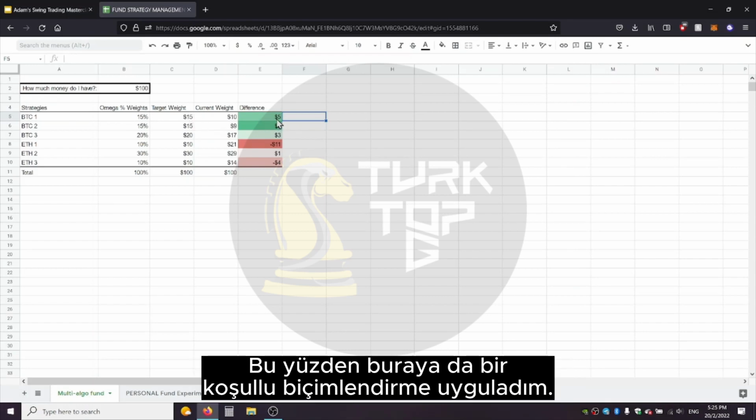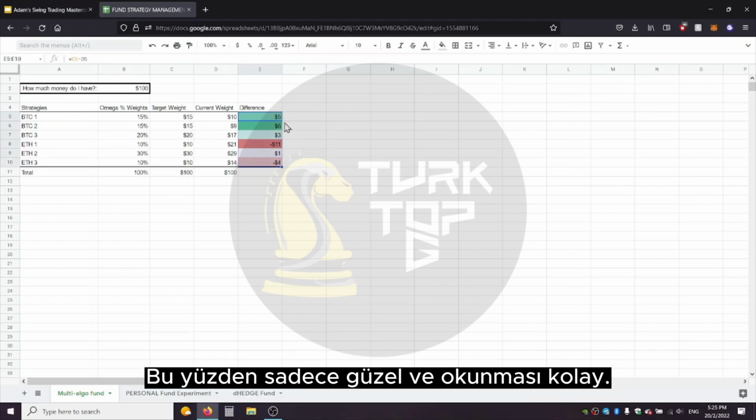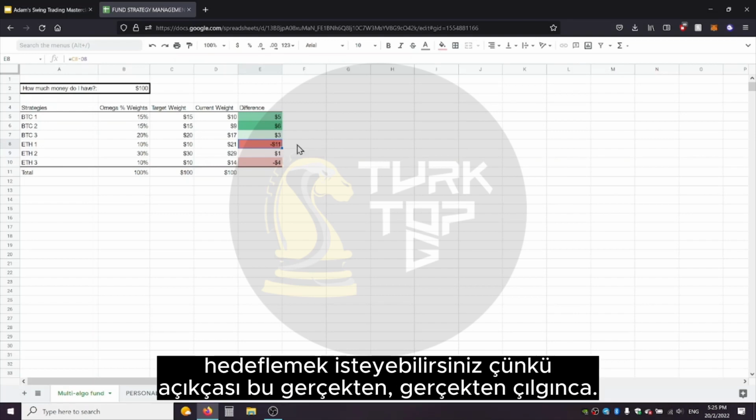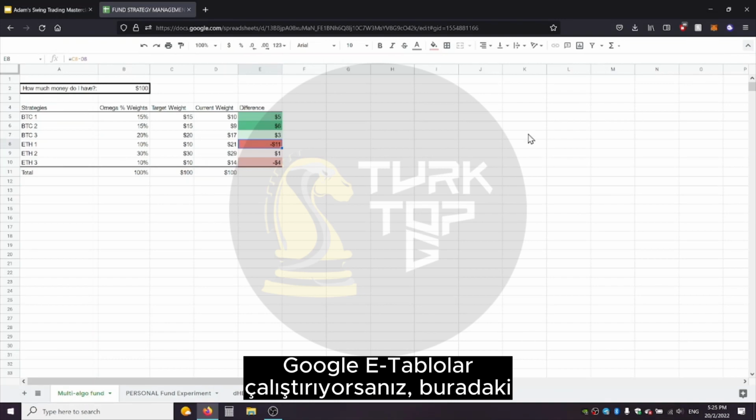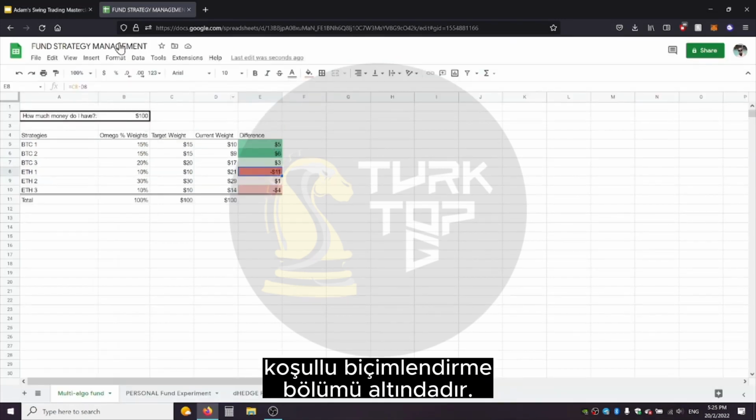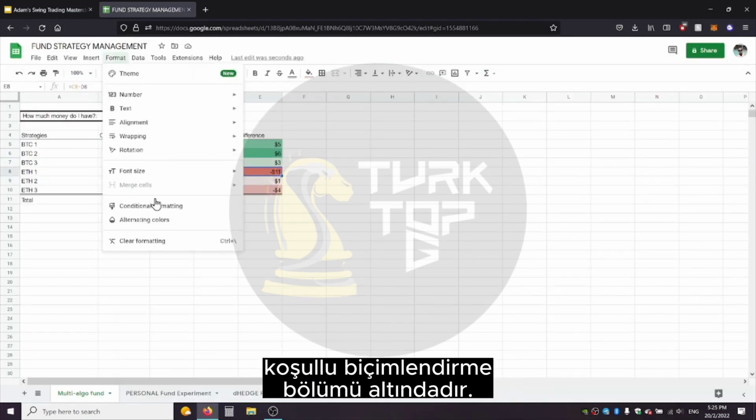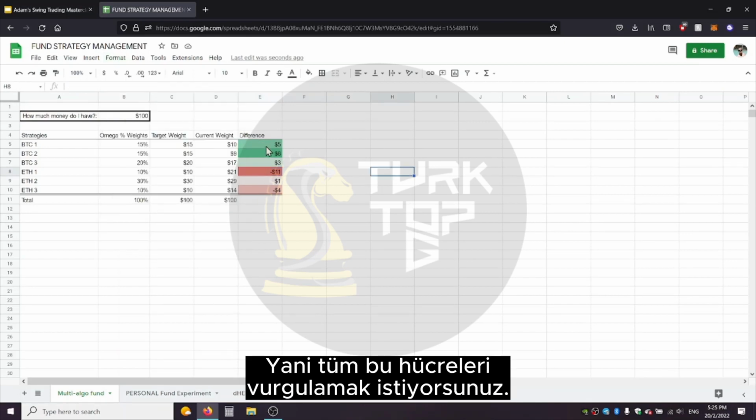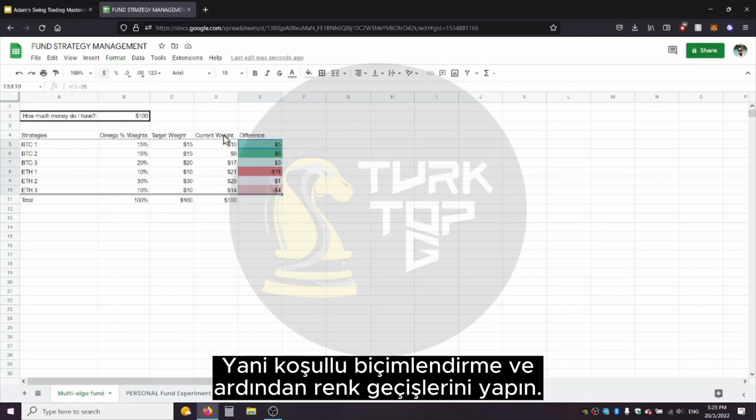I've also applied a conditional format here, so it's nice and easy to read. Sometimes you might ignore the $1 and $3 ones and target the big one, the $11 one, because obviously it's really, really far out of whack. If you're running Google Sheets, that is under the conditional formatting section here. You want to highlight all of these cells, go to conditional formatting, and then do the color gradient.